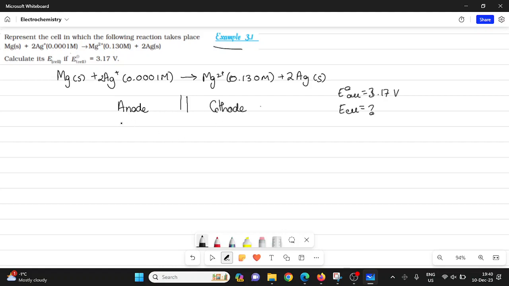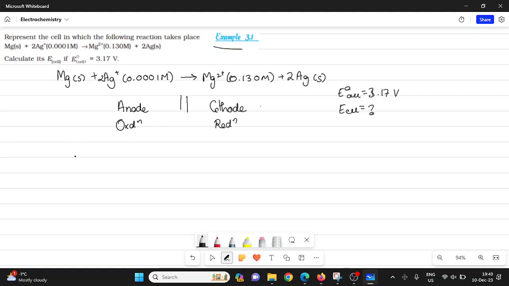The anode is where the process of oxidation takes place, and the cathode is where the process of reduction takes place. So we are going to start with the oxidation half cell, then we'll have the salt bridge, and then we'll have the reduction half cell. So let's first write the oxidation and reduction half cells for this particular chemical reaction.